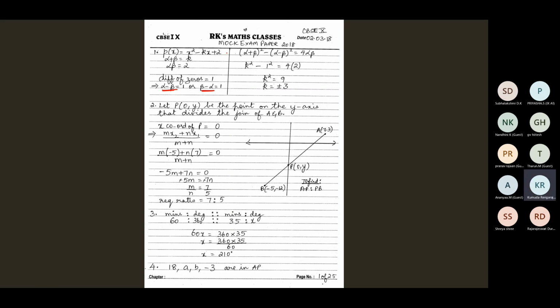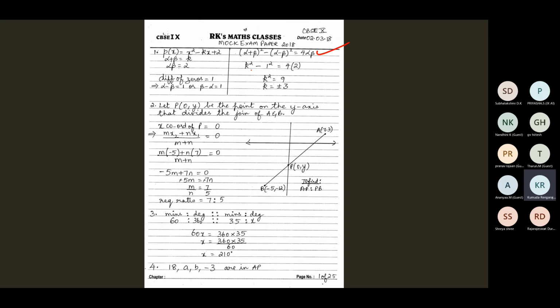See, children, this is the quadratic polynomial given. Sum of the zeros is minus b by a, product of the zeros is c by a. Difference of the zeros is 1, so you can write this. Now use this identity. We know that a plus b the whole square minus a minus b the whole square is equal to 4ab.